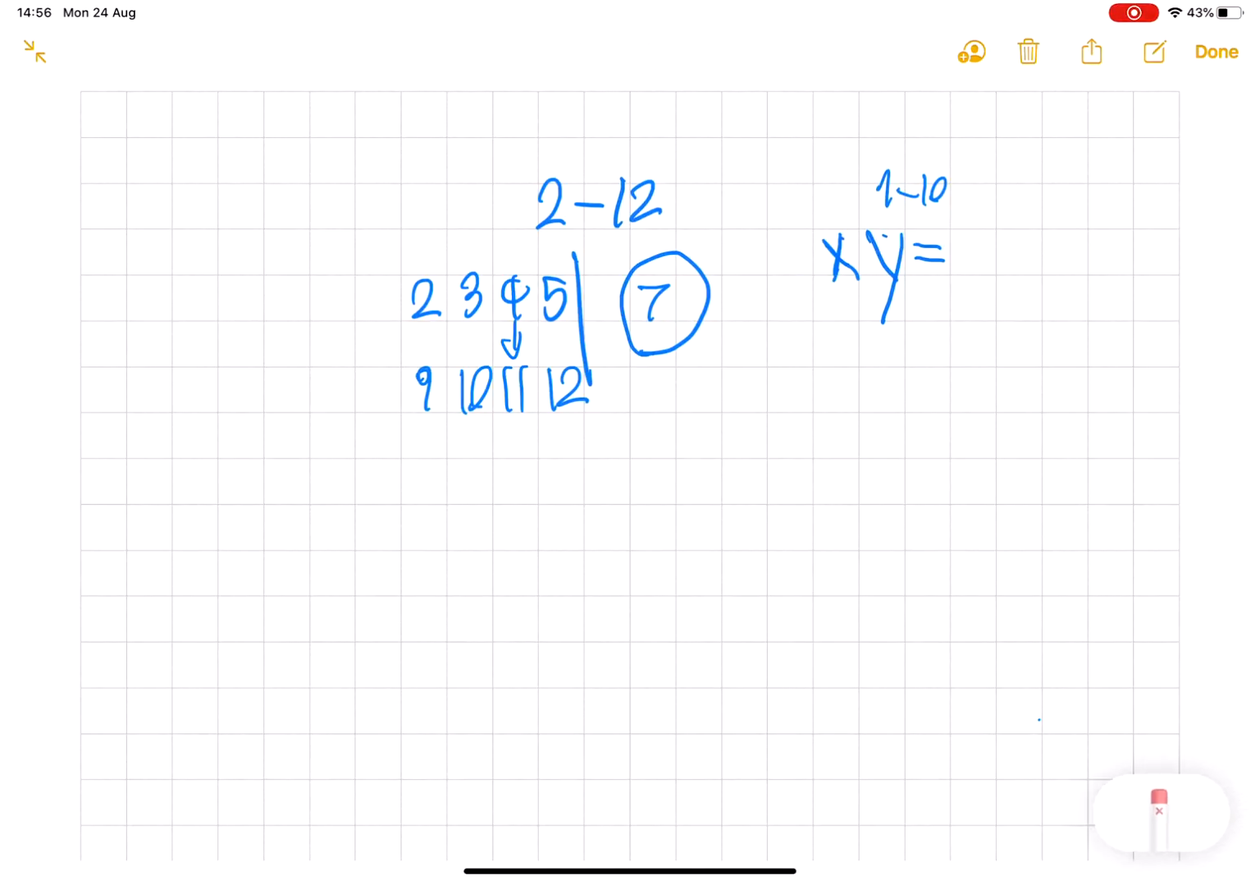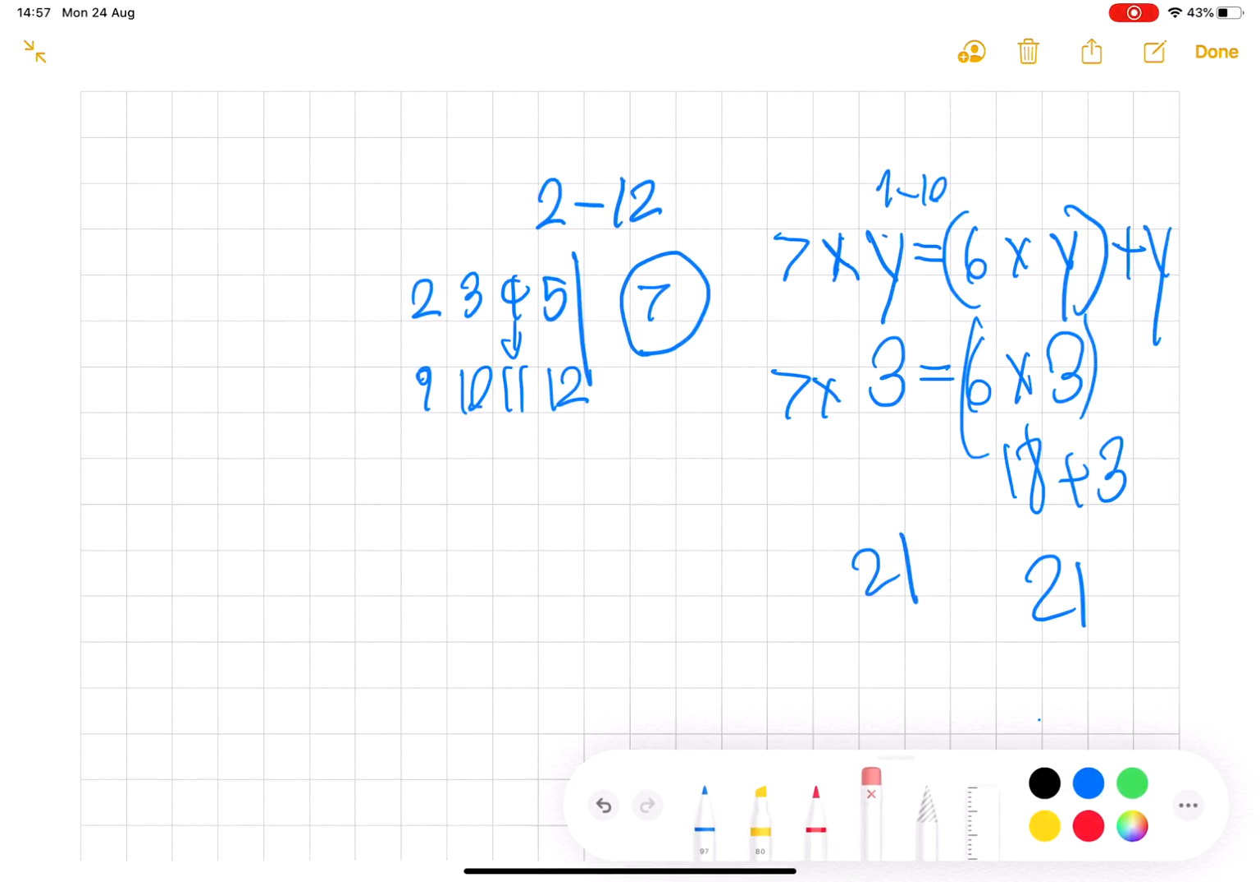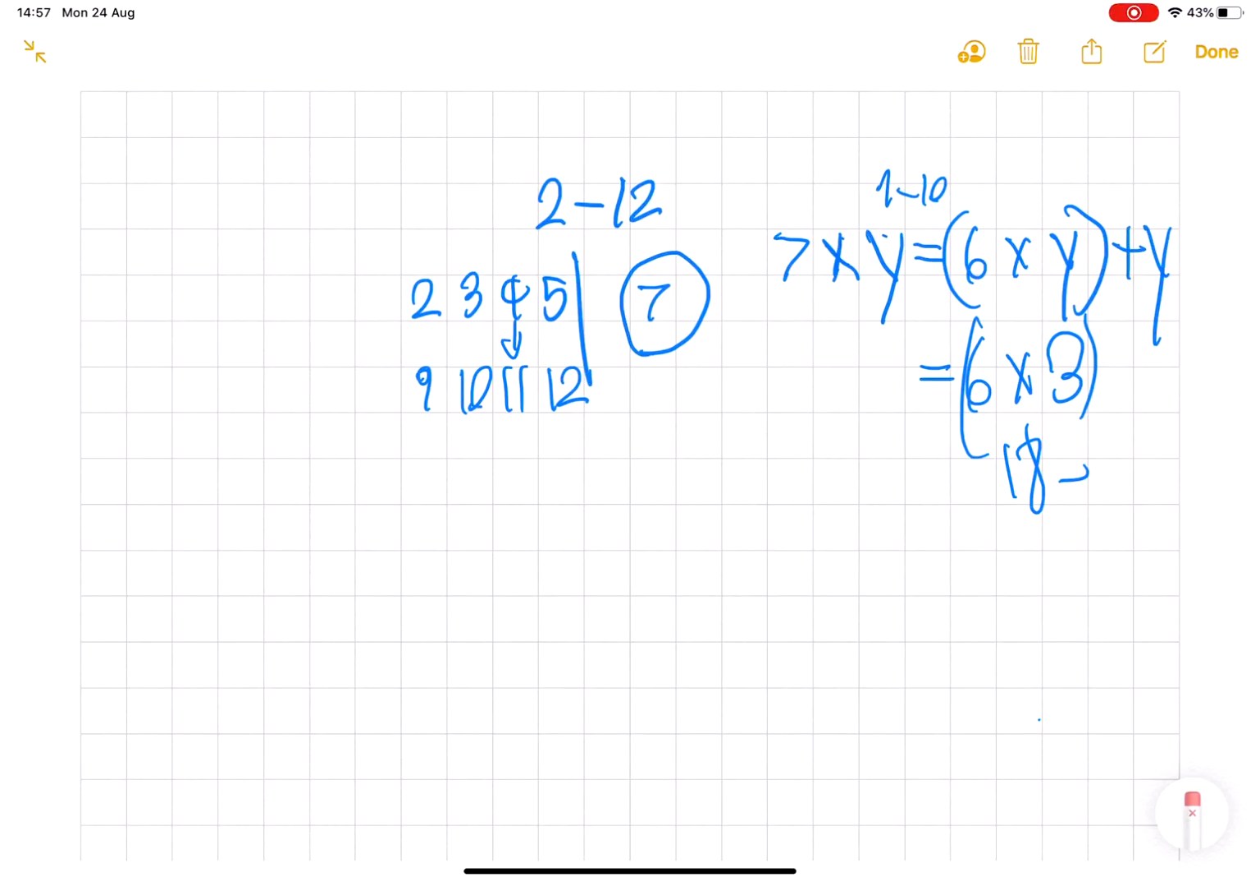Oh wait, it would be easier if I just say 7 is equal to 6 times y plus y. Like if 7 times 3, it would be equal to 6 times 3 equals 18, and 18 plus 3 would be equal to 21. So 21 is the answer. As you could calculate, 7 times 3 is 21. So that's the method.